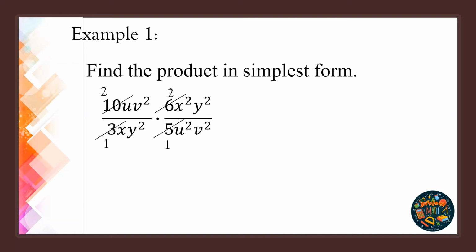Okay, sa variable, makikita natin that there are also common factors. So we have u in the numerator and cancel out natin yung isang u in the denominator. Another is we have v squared from numerator and v squared in the denominator. Then we have also x in the denominator at isang x in the numerator. Then cancel out y squared from the denominator and y squared in the numerator. Then multiply the remaining terms. So we have 2 times 2 times x in the numerator. Then we have 1 times 1 times u in the denominator. So therefore, the final answer is 4x over u.